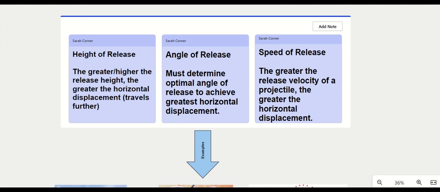So the greater the release velocity of a projectile, the greater its horizontal displacement is going to be. In other words, if we release something faster, it will go further. And there's a number of things an athlete or performer can do to achieve this. So if they apply more force, they're going to have a faster release.